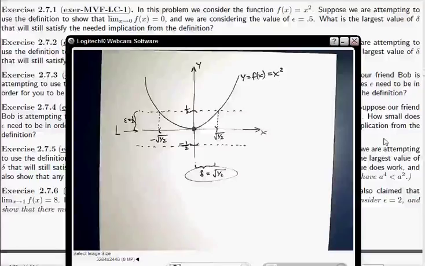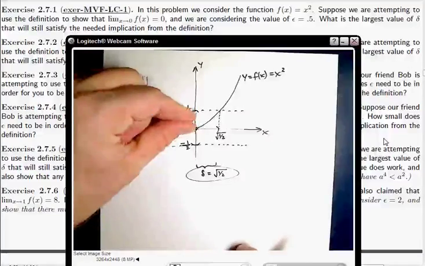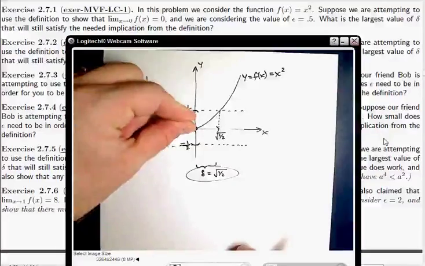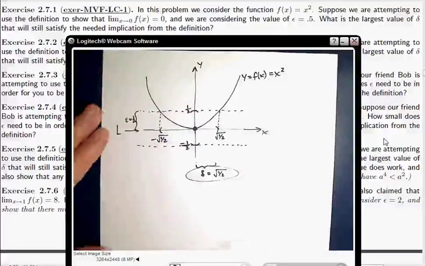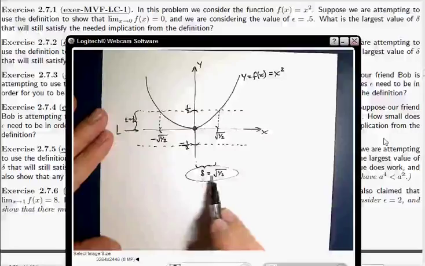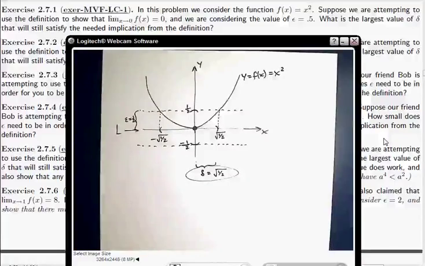So epsilon, is it always like the output? Epsilon is always what we call the radius of the interval around the output value, or around the alleged limit, the would-be limit. Right. And then delta is always the radius around the point we're approaching. Does that make sense?